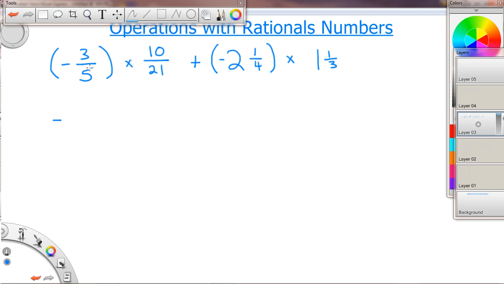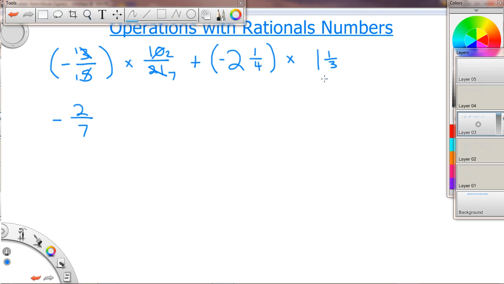I can go ahead and cross cancel here. Divide by 5. Divide by 3 here. And my answer is going to be 1 times 2 is 2. 1 times 7 is 7. There we go. Negative 2 sevenths. This entire thing right here turned into negative 2 sevenths.